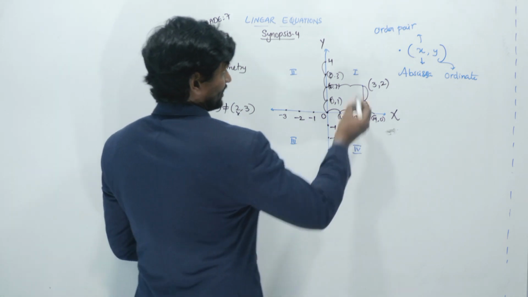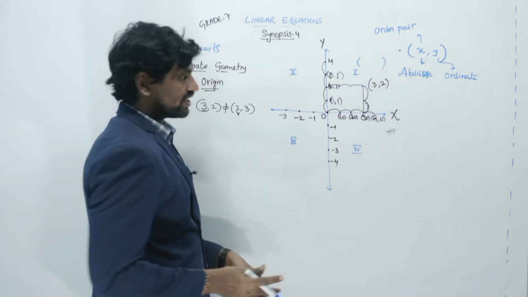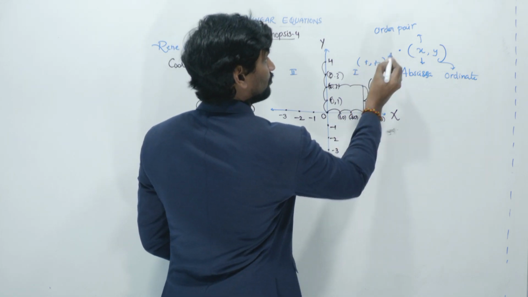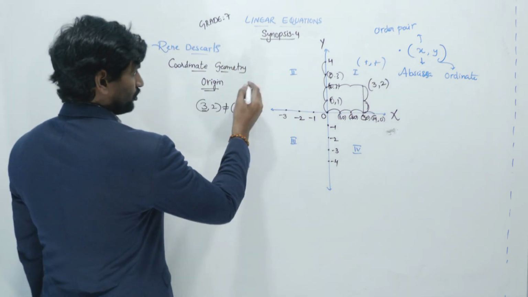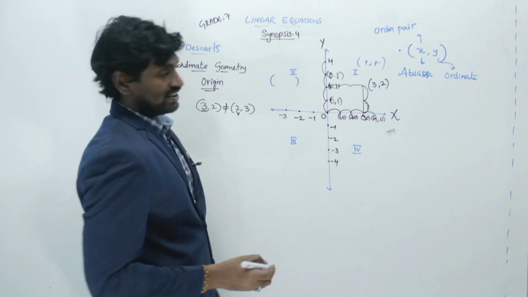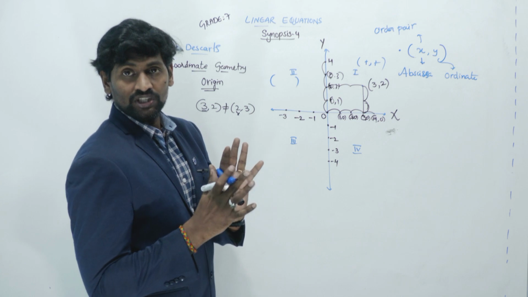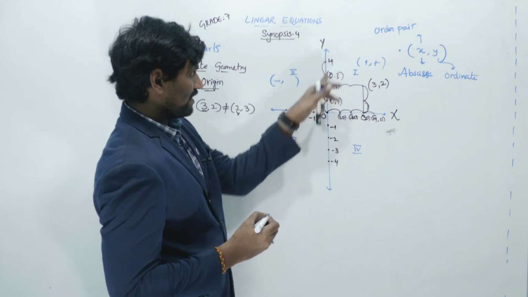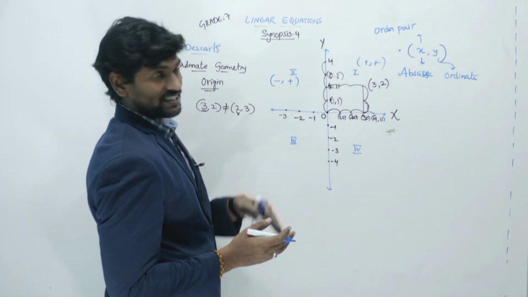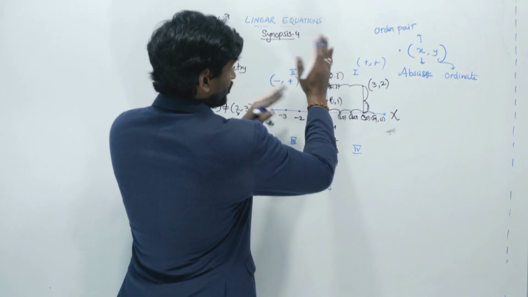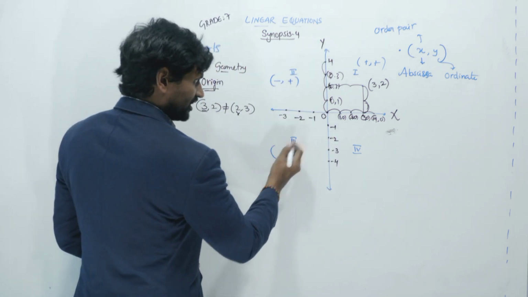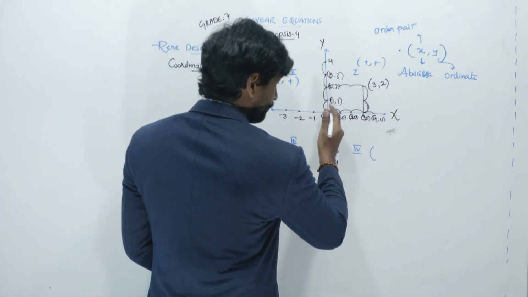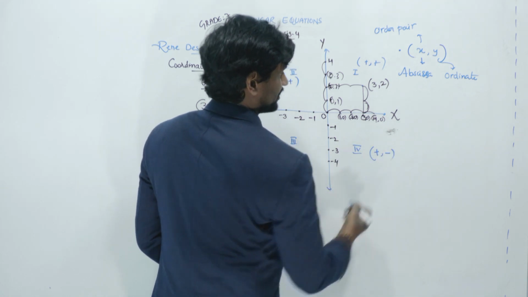Now let us see the signs of the quadrants. In the first quadrant, all x values are positive and y values are also positive, so it is plus, plus. Now coming to the second quadrant, first we should always focus on x. The x values are negative and the y values are positive. That means the second quadrant lies between the negative x axis and the positive y axis. Now the third quadrant, negative x axis, negative y axis, both are negative. The fourth one, positive x axis, negative y axis.